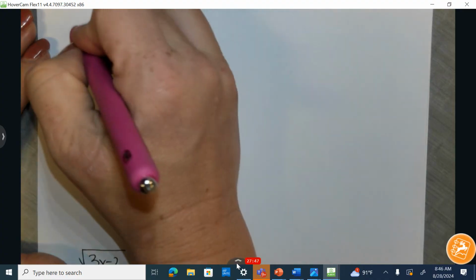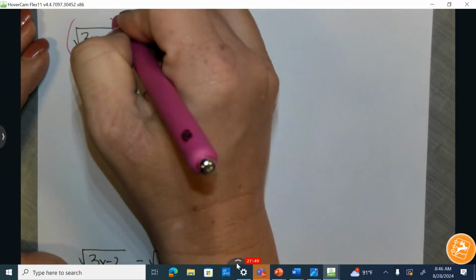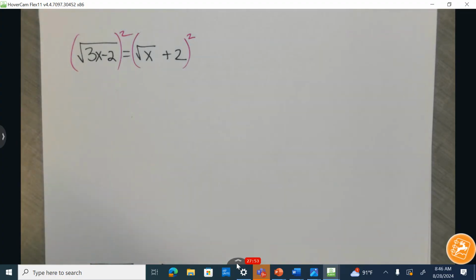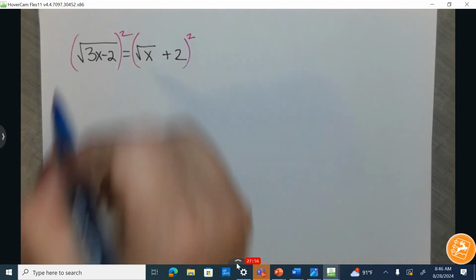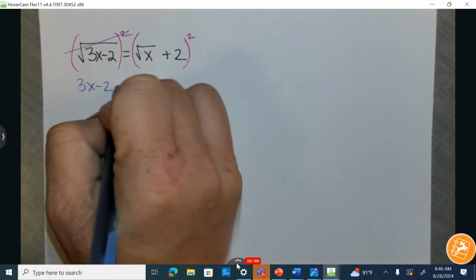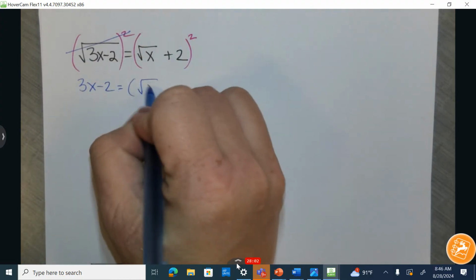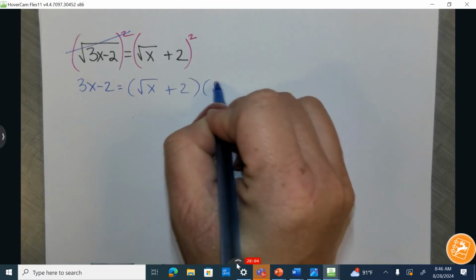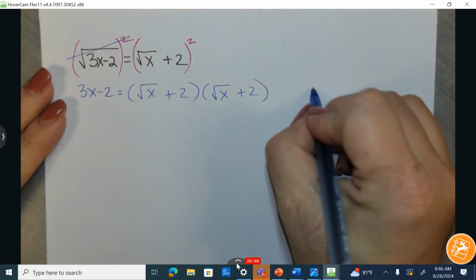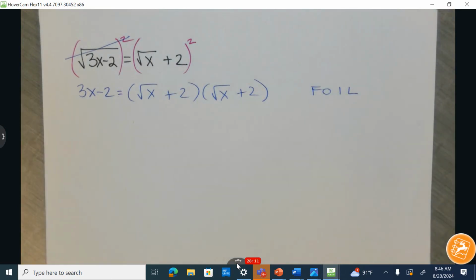Here we go. I'm going to take example 5, and I'm going to square both the left and the right-hand side. And I'm going to slow this down so that nobody feels overwhelmed. Now, the left-hand side is easy. I'm left with 3x minus 2. Not bad. I'm going to write this out twice. It's the foiling part that I believe is going to confuse students.